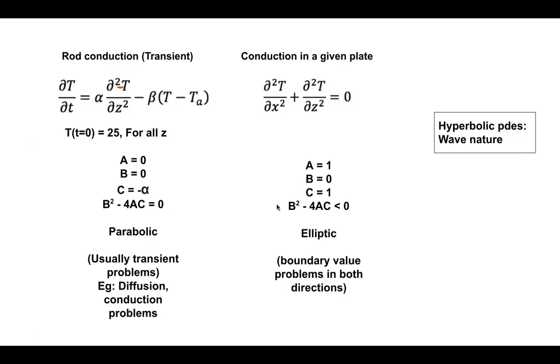And usually what kind of problem comes in this? When we have boundary value problems in both directions. So here the both directions are x and z. Like that, when we have problems in different directions, then it could fall in the elliptic characteristics.